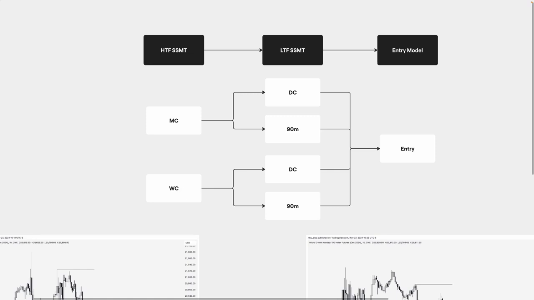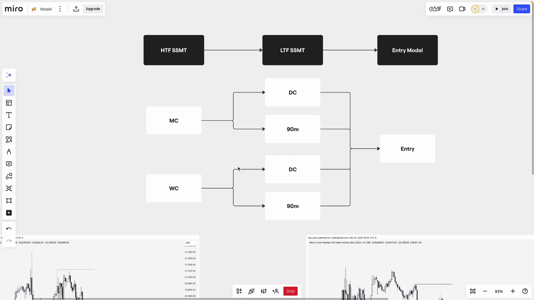It's completely up to you how you decide to enter, but the most important thing is that we have the higher time frame sequential SMT followed by the lower time frame sequential SMT. And we have at least one of these 4 combinations before looking to take a trade intraday.